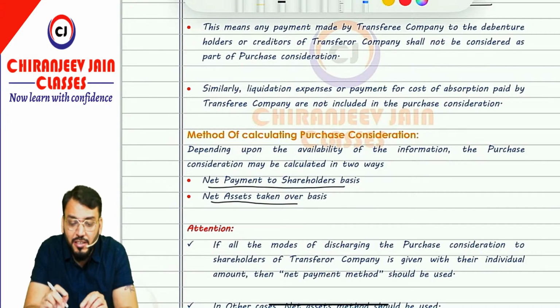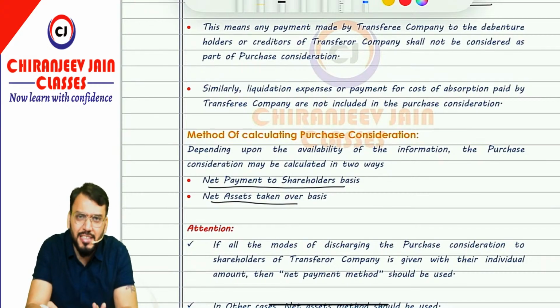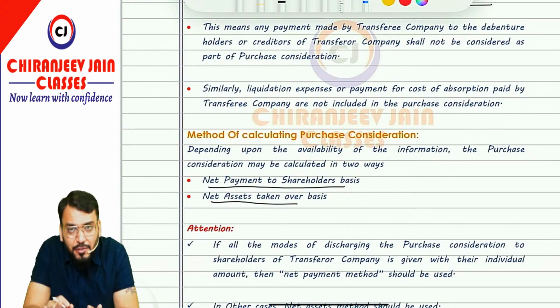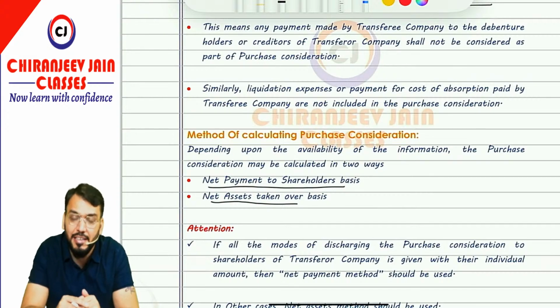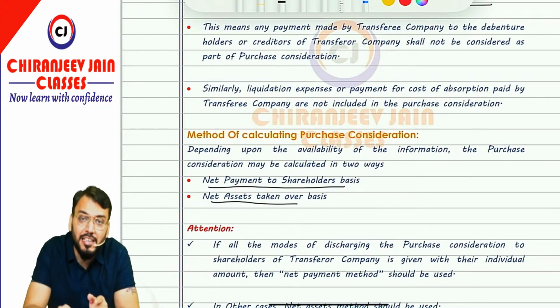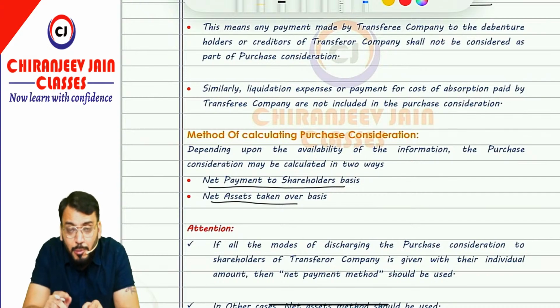Just try to understand one point. Key: if the payment information has been given, PC is always calculated by net payment method. But sometimes, from examination point of view, the amount of payment will not be given directly. In that case, we'll apply net asset method. Means net asset method will be used only when the net payment information is not given in the question.